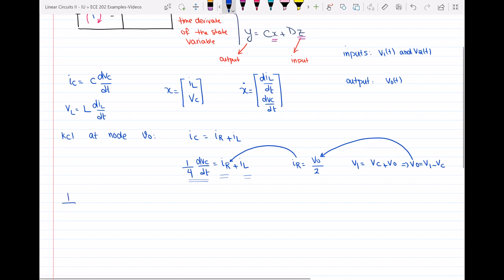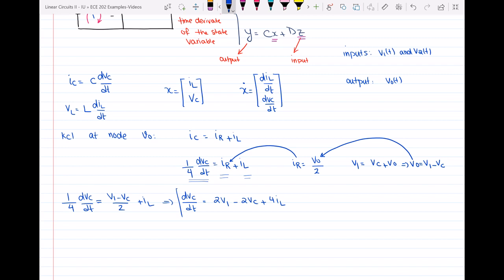So that would be 1/4 dVc/dt, which is equal to IR. IR is VO over 2, while VO is equal to V1 minus VC over 2 plus IL. So then I'm going to reorder this equation and multiply everything by 4 to get rid of the coefficient for dVc/dt. So I have dVc/dt equal to 2V1 minus 2VC plus 4IL.